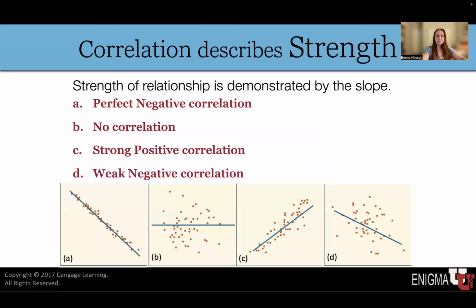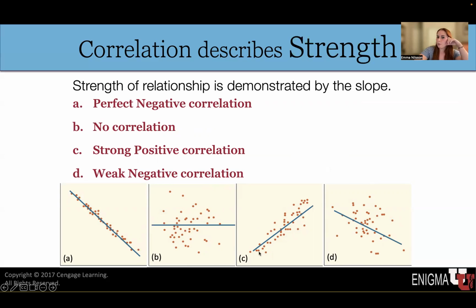Correlation can also describe strength. The strength of the relationship is demonstrated by the slope of the line in the relationship that we're looking at. These are just some examples of different strengths. A perfect negative correlation has that perfect diagonal downward slope. That's the strongest negative correlation you can have. No correlation is going to look like this. The slope is just a straight line, or zero. There's no correlation between whatever these two variables are.